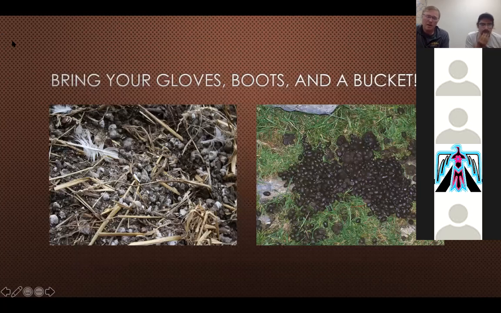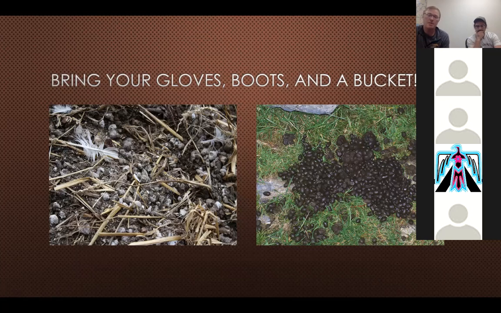So that fifth soil health principle that we had talked about earlier, integrating livestock, a lot of folks might think, well, I don't have any livestock, I can't implement that within my operation. And I think it's maybe easier than a person thinks. The picture on the left is chicken manure, and the picture on the right is sheep manure.